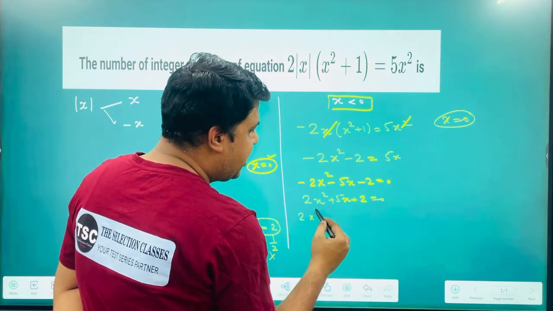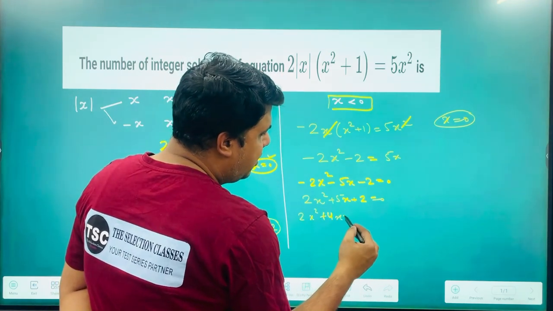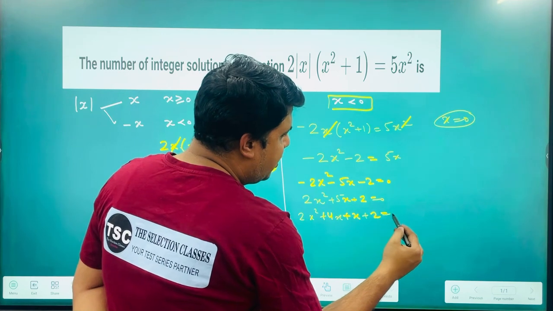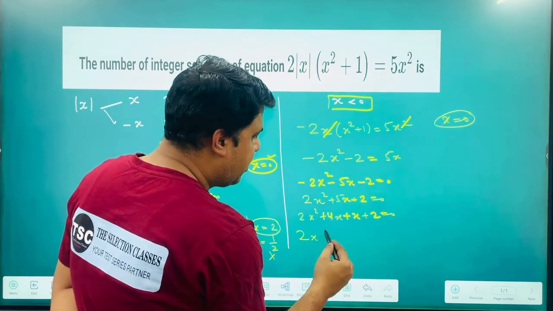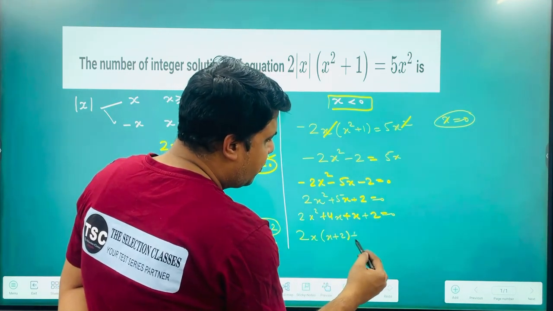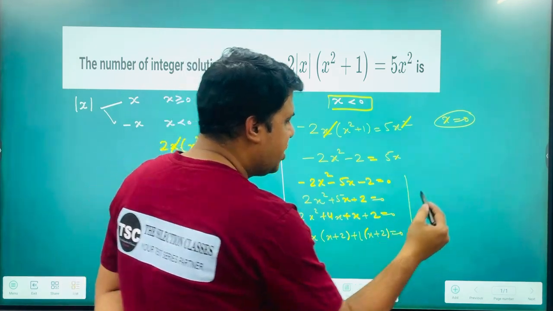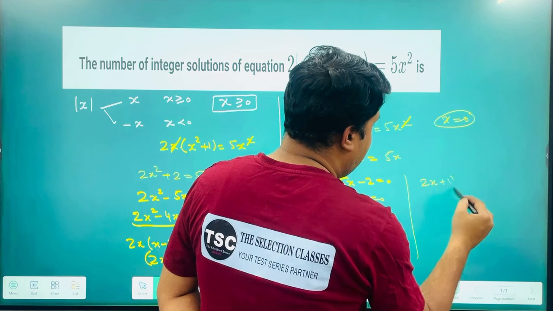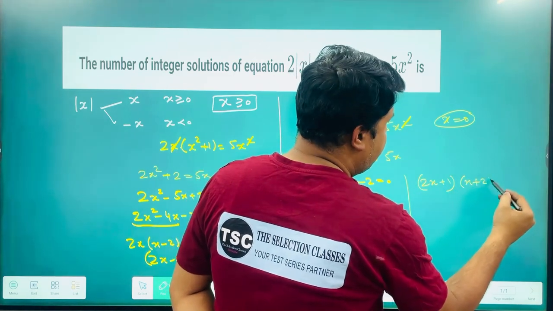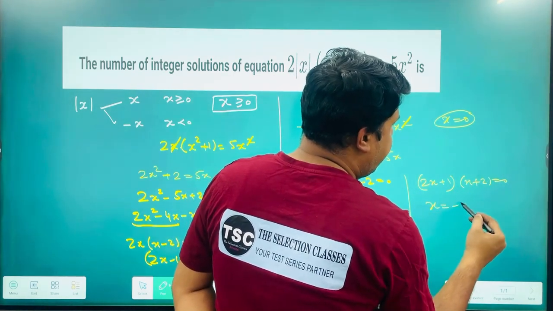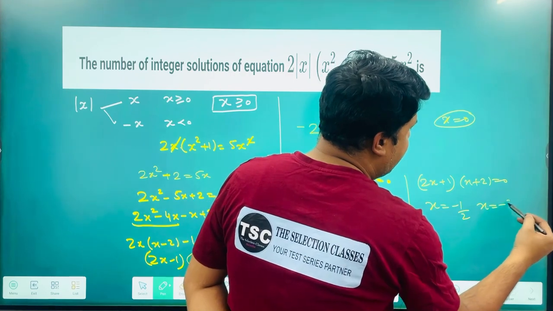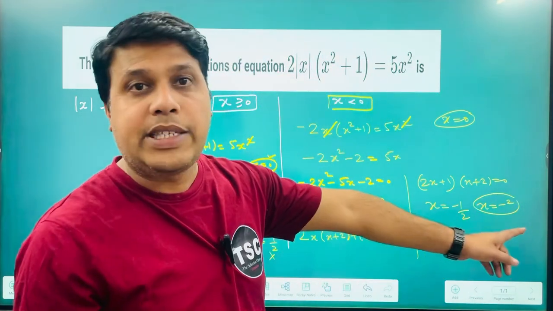This can be written as twice of x square plus 4x plus x plus 2 equals 0. So we have 2x common, x plus 2, plus 1 common, x plus 2 equals 0. So we have two solutions, that is 2x plus 1 bracket x plus 2 equals 0. So x equals minus half and x equals minus 2. So this is the integer solution, x equals minus 2.